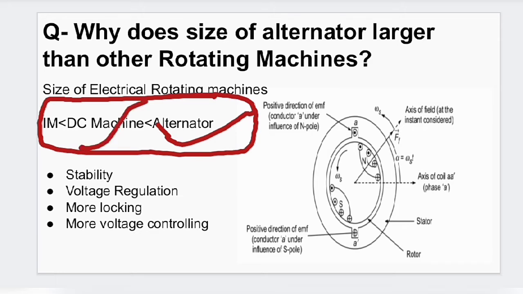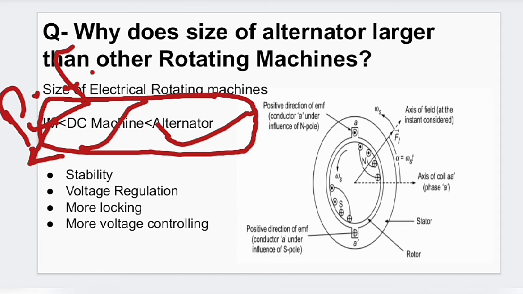Compared to the DC machine, and the induction machine has the least size, because the alternator needs more stability than the induction machine. The induction machine is generally used for industrial purposes, so it only concentrates on its power factor. But in an alternator power factor is also important, but the most important is stability, because it is directly connected to the main grid. That is another topic we will discuss later.